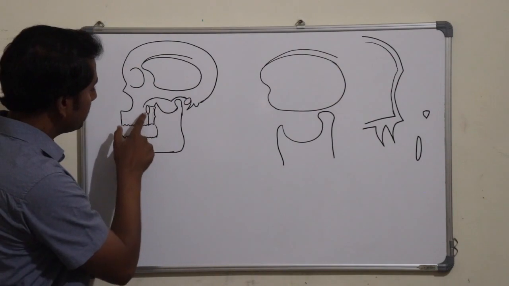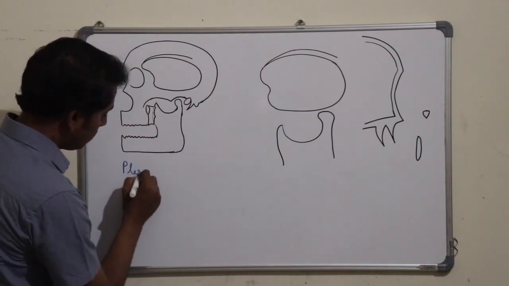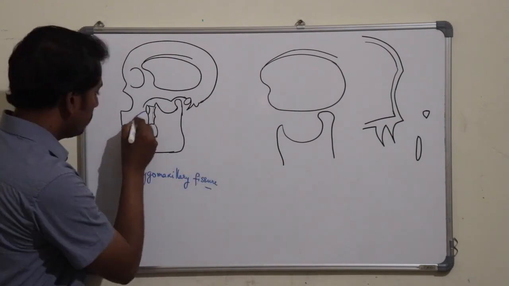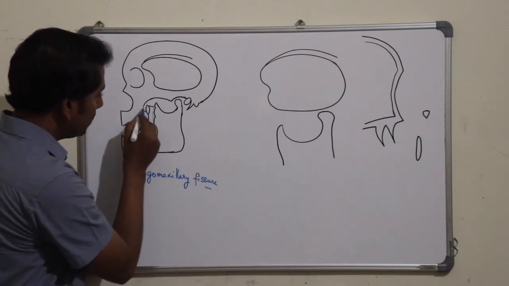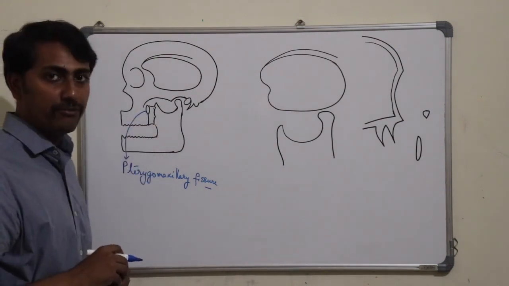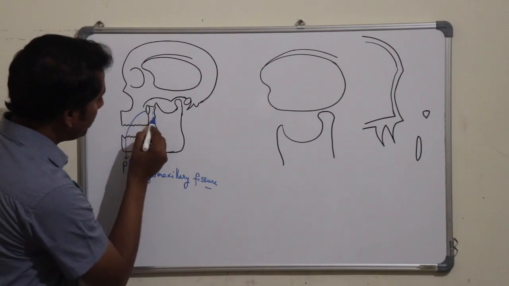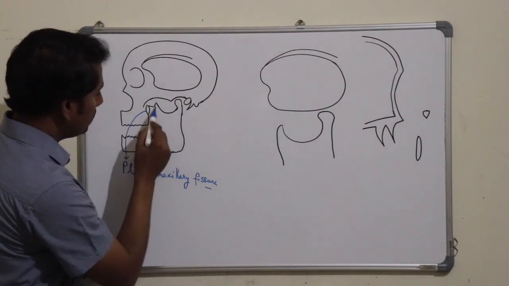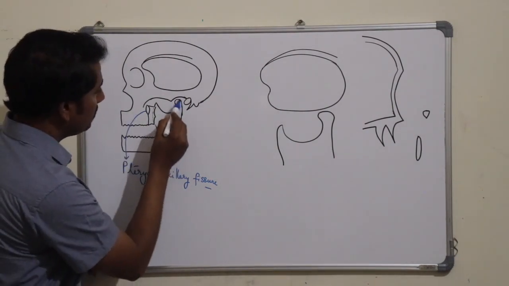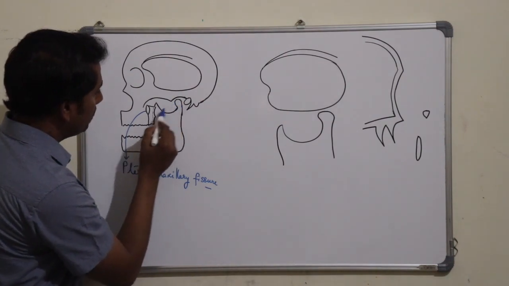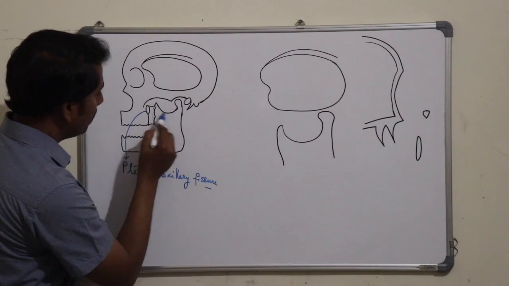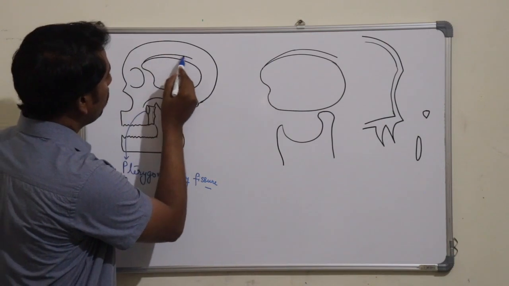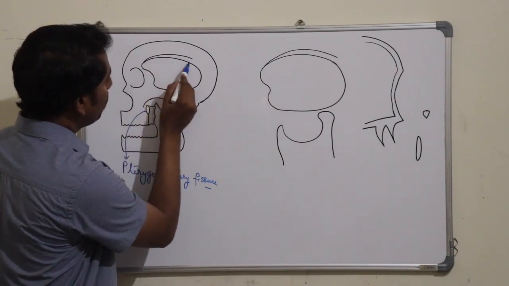This is the pterygomaxillary fissure. Inside this fissure, we will find the pterygopalatine fossa. This is the lateral pterygoid plate. This is the maxilla. This is the mandible, in which this is the condylar process of the mandible. This is the coronoid process of the mandible. This is the mandibular notch. This is the superior temporal line. This is the inferior temporal line.